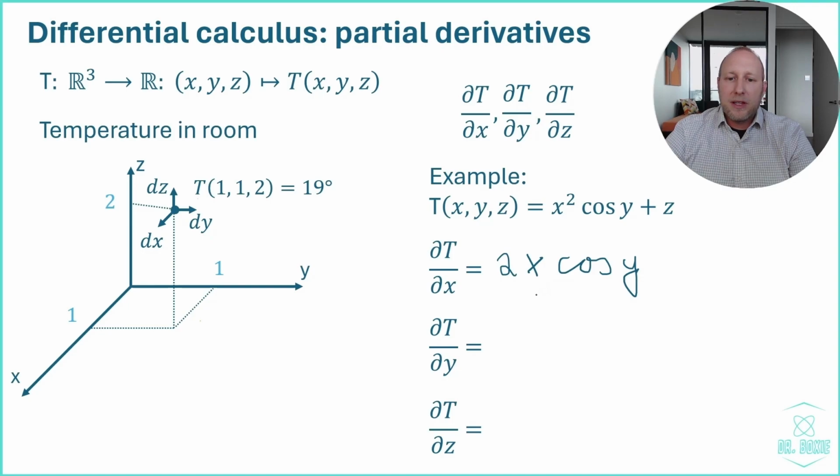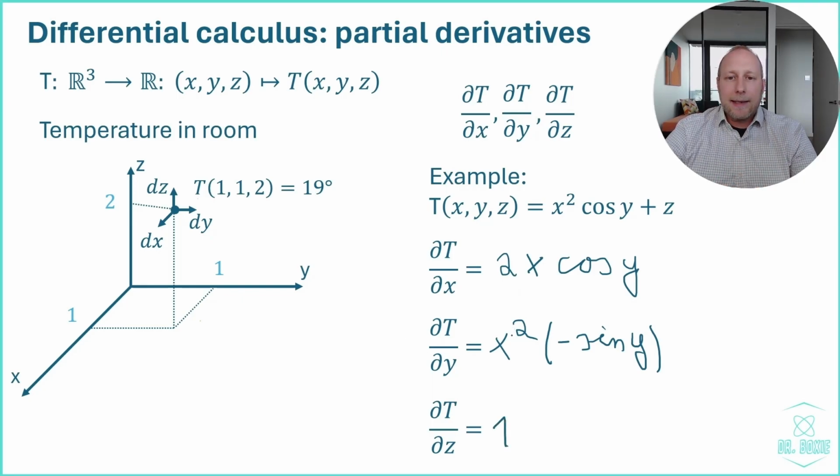Then the derivative of T with respect to y, we treat x and z as constant, so the x squared just remains, multiplied by the derivative of cosine y with respect to y, which is minus sine of y, plus the derivative of z with respect to y, which is 0. And finally, dT dz, we treat both x and y as constants, meaning that if we take the derivative of the first term, it vanishes, and we're left with the derivative of z with respect to z, which is simply 1.